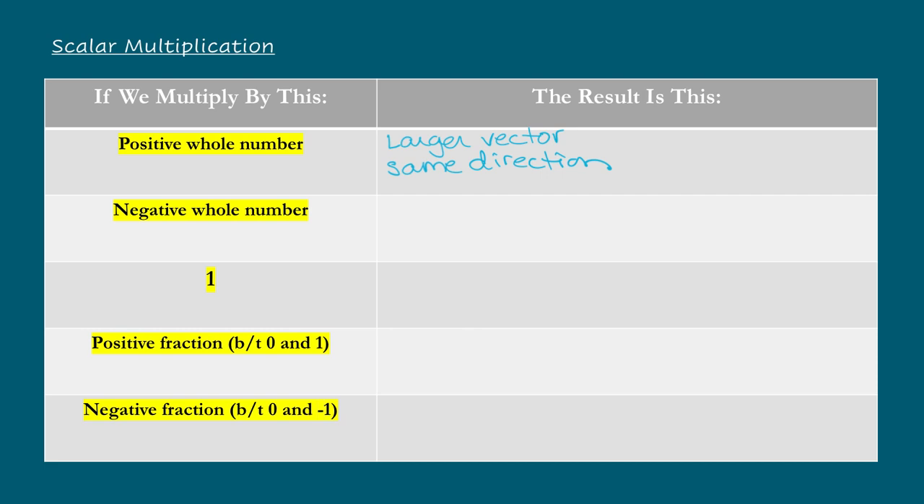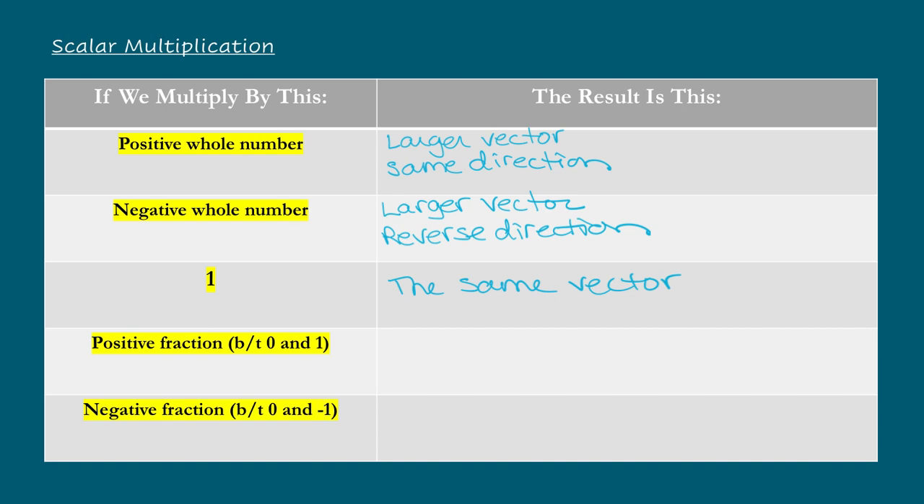All right. Now, if I multiply by a negative whole number, I still get a larger vector, even though it's negative. But I reverse the direction. If I multiply by 1, the same thing happens whenever I multiply anything by 1. I get the same vector back out. So nothing to see here. No big news there.